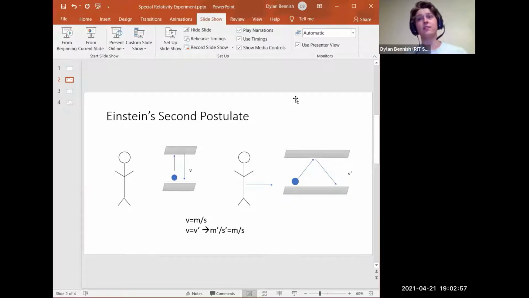Einstein's second postulate says that the speed of light is c no matter who the observer is. So here's a little thought experiment I came up with. This isn't the experiment I'll be describing, but it's something that helps me visualize Einstein's second postulate.